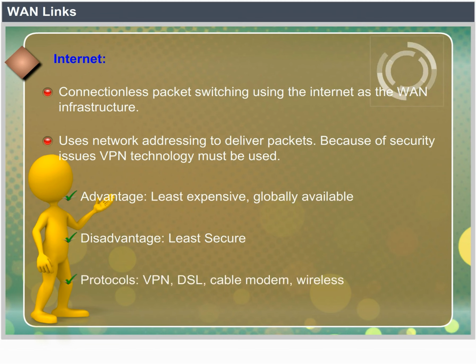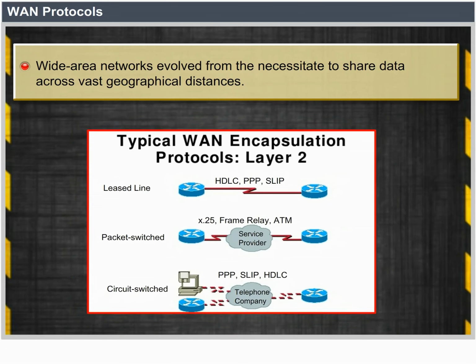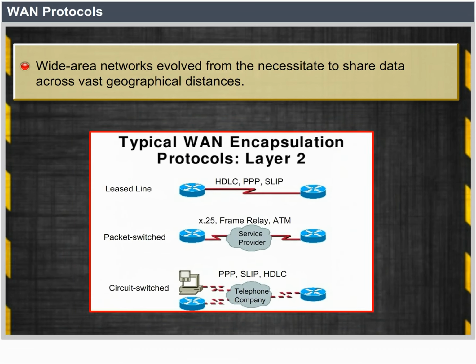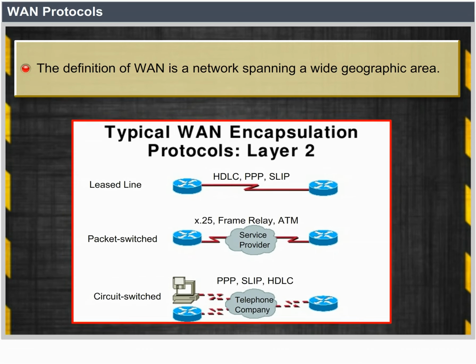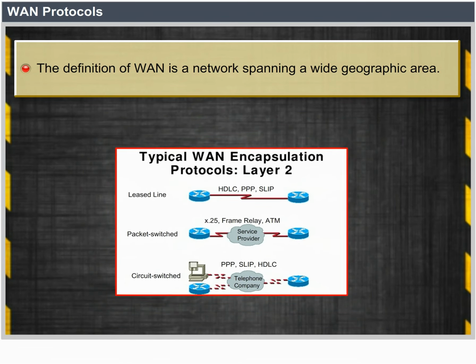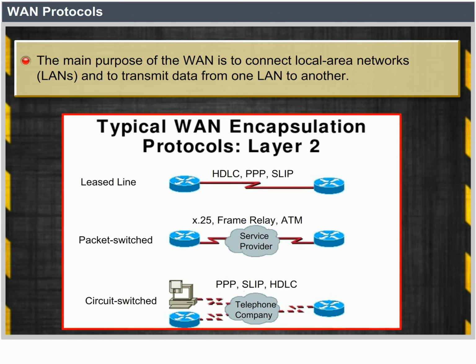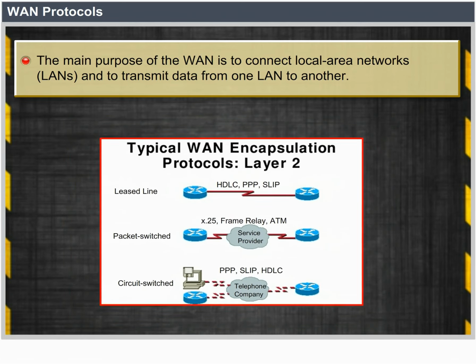WAN protocols. Wide area networks evolved from the need to share data across vast geographical distances. The definition of WAN is a network spanning a wide geographic area. The purpose of the WAN is to connect local area networks, or LANs, and to transport data from one LAN to another. In our studies, the WAN is used much in the same way.